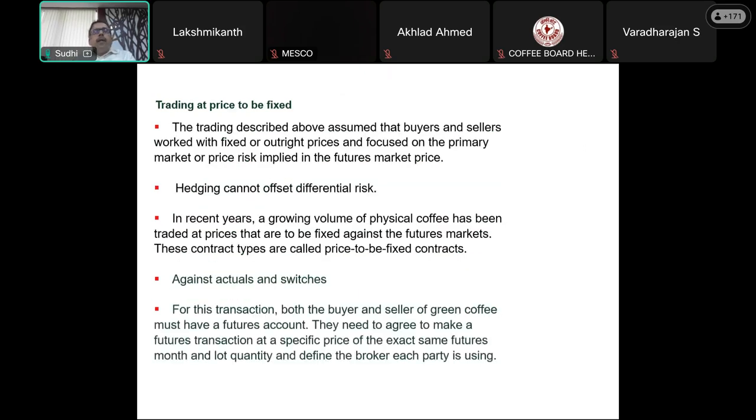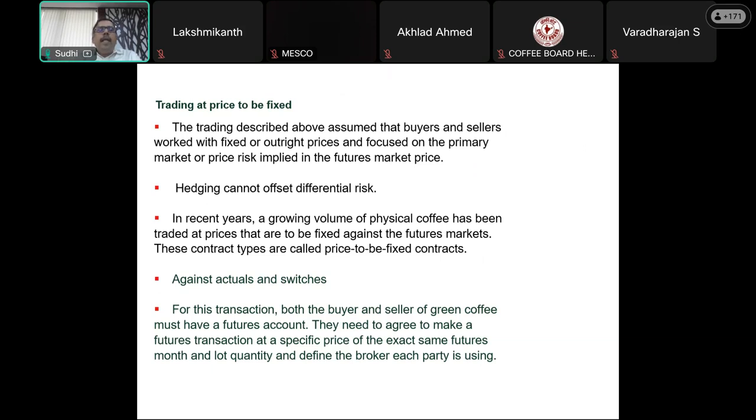Some of the export contracts, those who are doing exports should be familiar with these terminologies. Trading at price to be fixed. Contracts are always traded on the differential, and they say that the price is to be fixed by either the seller's call or the buyer's call. The trading described above assumes buyers and sellers work with fixed or outright prices focused on the primary market or the price risk implied in the futures market price.